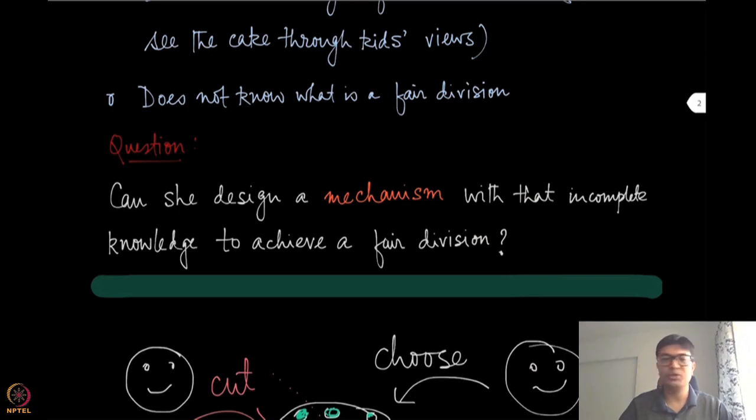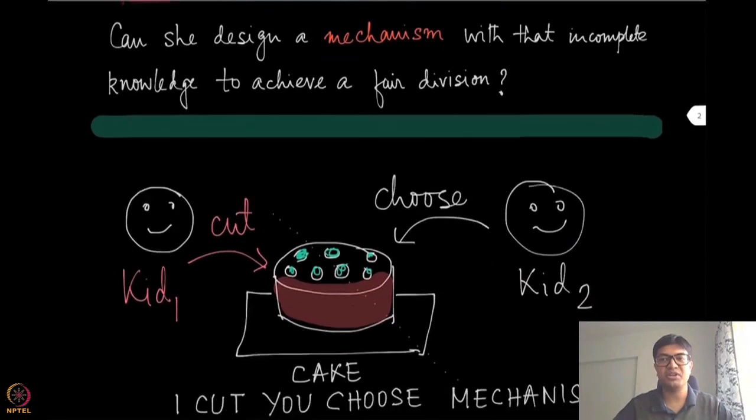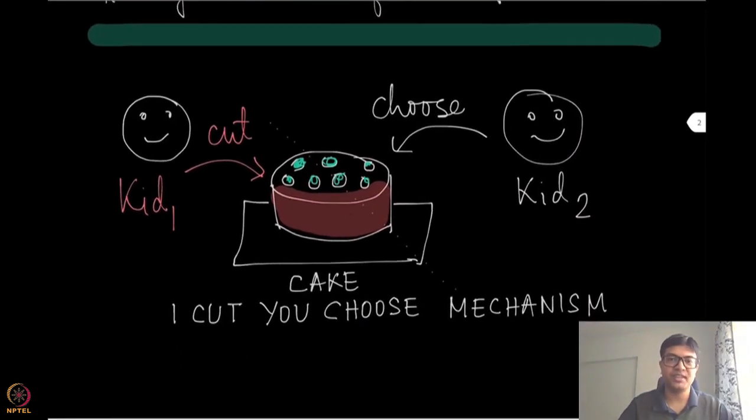And people who have had siblings might have come across this situation very often. And here is one very interesting and quite well-known solution. Let us call this the I cut, you choose mechanism. What the mother says is that she identifies one of these kids, let's say kid one, to cut the cake, but kid two to choose her favorite piece. So it will not allow the person who is cutting the cake to pick the first piece. The remaining piece will be picked by kid one. This is the I cut, you choose mechanism.